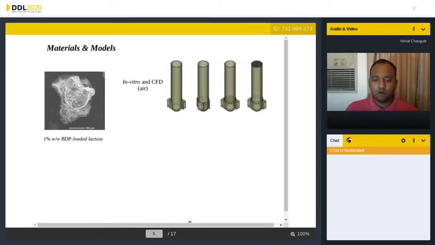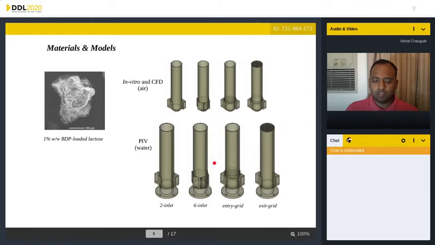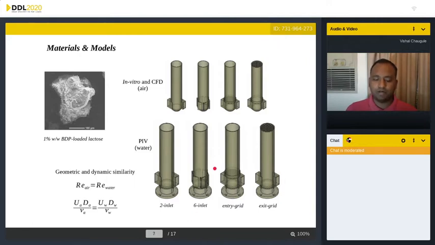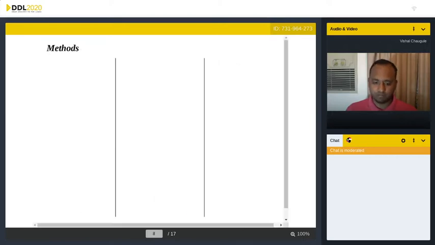For PIV studies, which were done in water, we geometrically scaled up these models. The reason why we did so is that we were then able to do PIV measurements at a much higher spatial and temporal resolution than is possible in air. And that's only because we maintained geometric and dynamic similarity between the flows in air and water by matching their Reynolds numbers. A quick look at the methods.